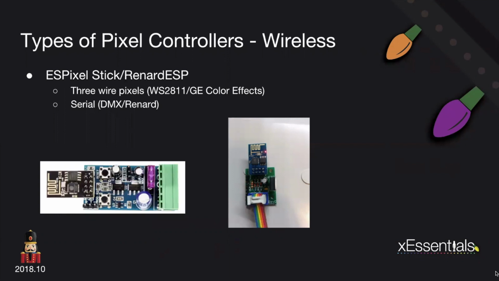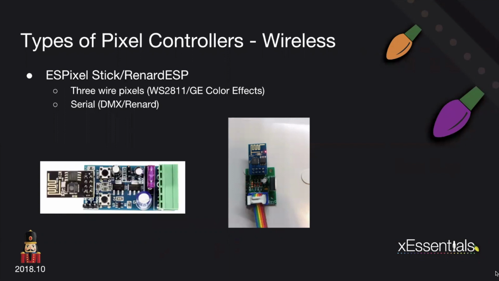The one on the left there is the ESPixel stick, and the one on the right is a Renard ESP. I think they now share a common firmware base. Originally, they were running a different version of firmware, but I believe now they're merged, so you can determine when you configure the device for the first time if it's going to be a serial device where it speaks DMX or Renard, or if it's going to be a 3-wire pixel device and it can speak WS2811 or GE Color Effects.